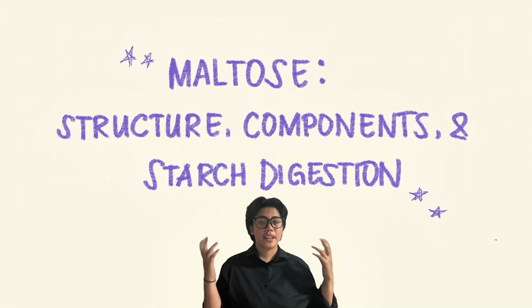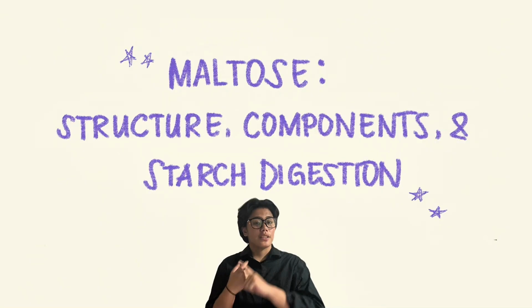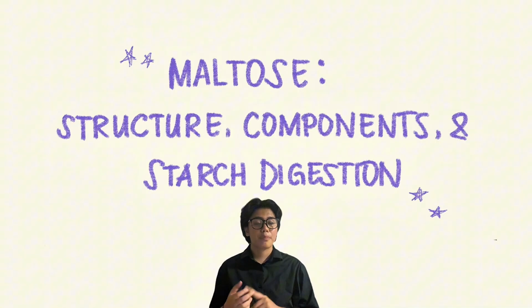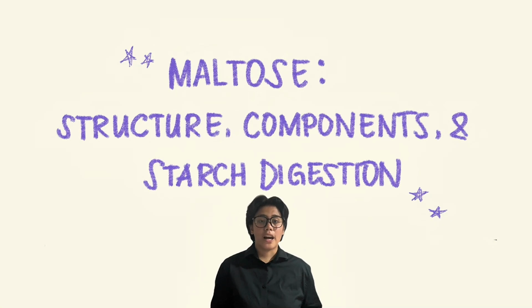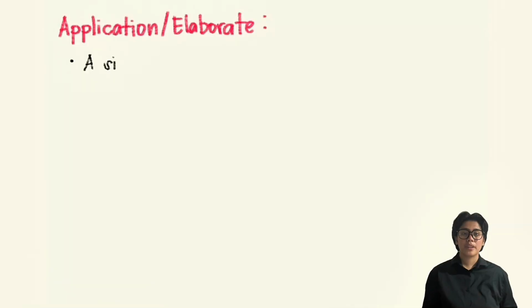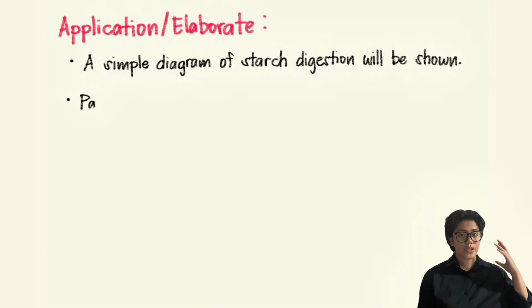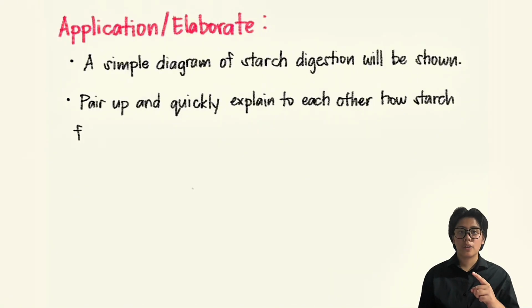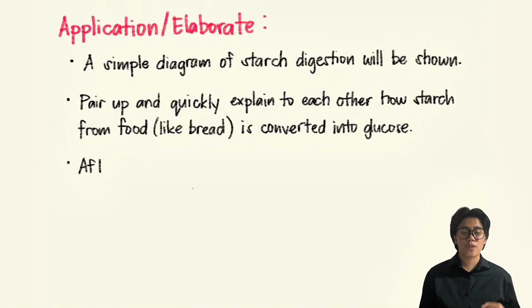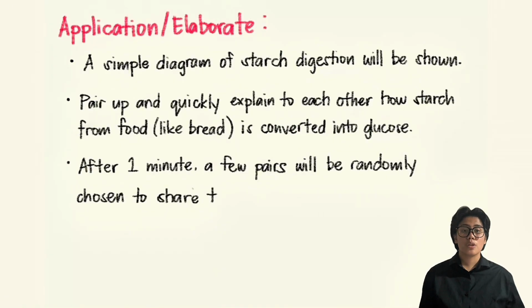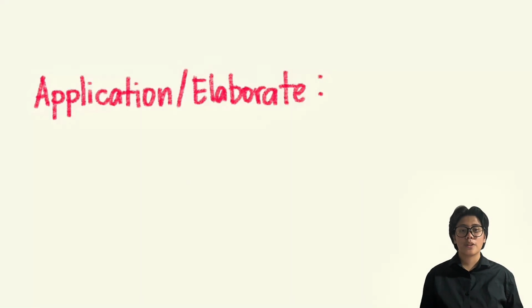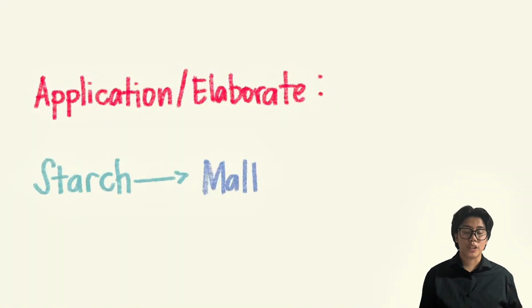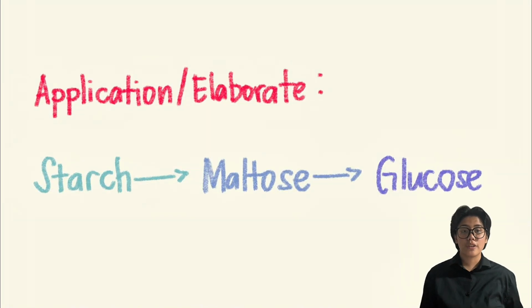So now we've finished the discussion. We've covered the definition of maltose, its structure and components, properties, nutritional significance, and the process of starch digestion. Now, it's your turn to apply what you've learned. I'll be giving you a simplified diagram of starch digestion, and what I want you to do is pause the video and write down a short answer as to how starch from food becomes glucose in our body. You should include key terms that I've mentioned in my discussion. If you listened, you'll know. You can do this solo or with a pair, whatever works for you. Pause now, and when you're ready, press play to hear my answer.